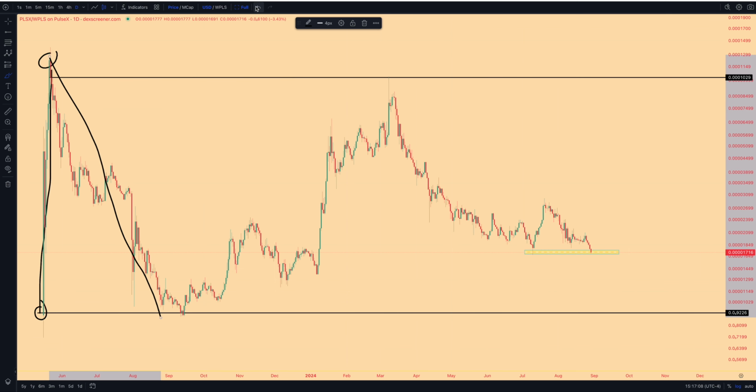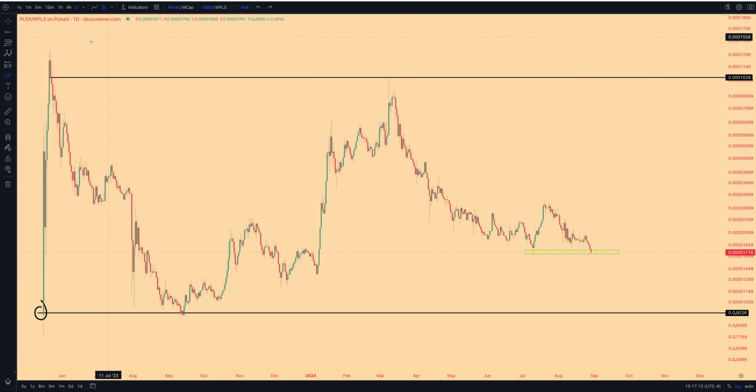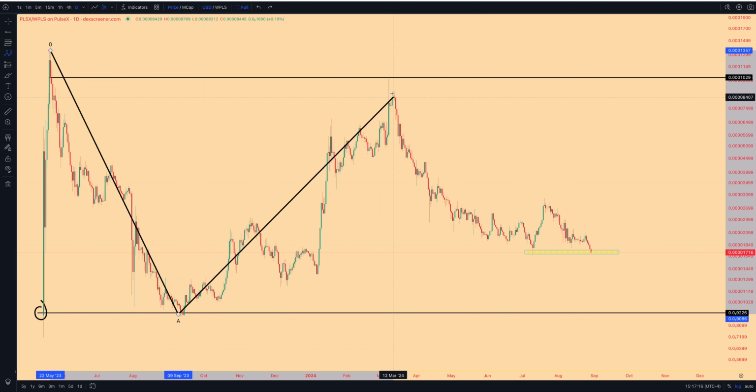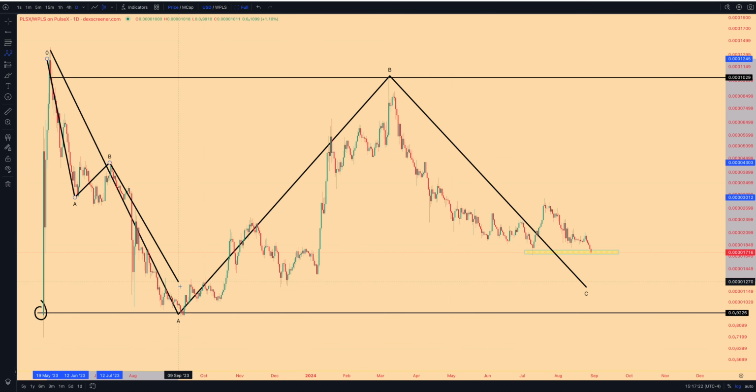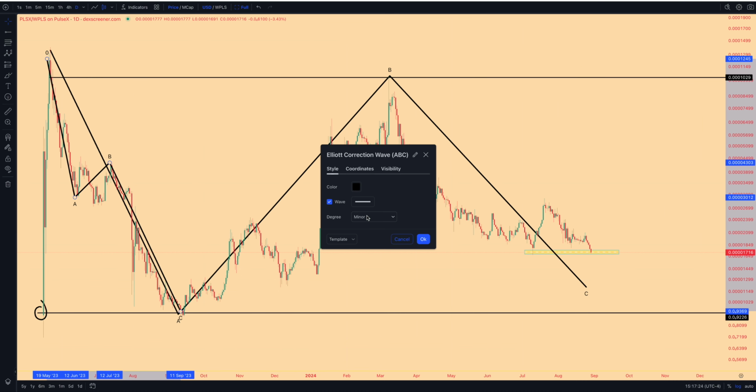No different than any other coin. You had your pump, dump, and then the structure starts from there. What we had over here is a B, and then you have your C wave down, right? So you have a 3-wave move down within your A wave, right? This is your 3-wave move down in your A.